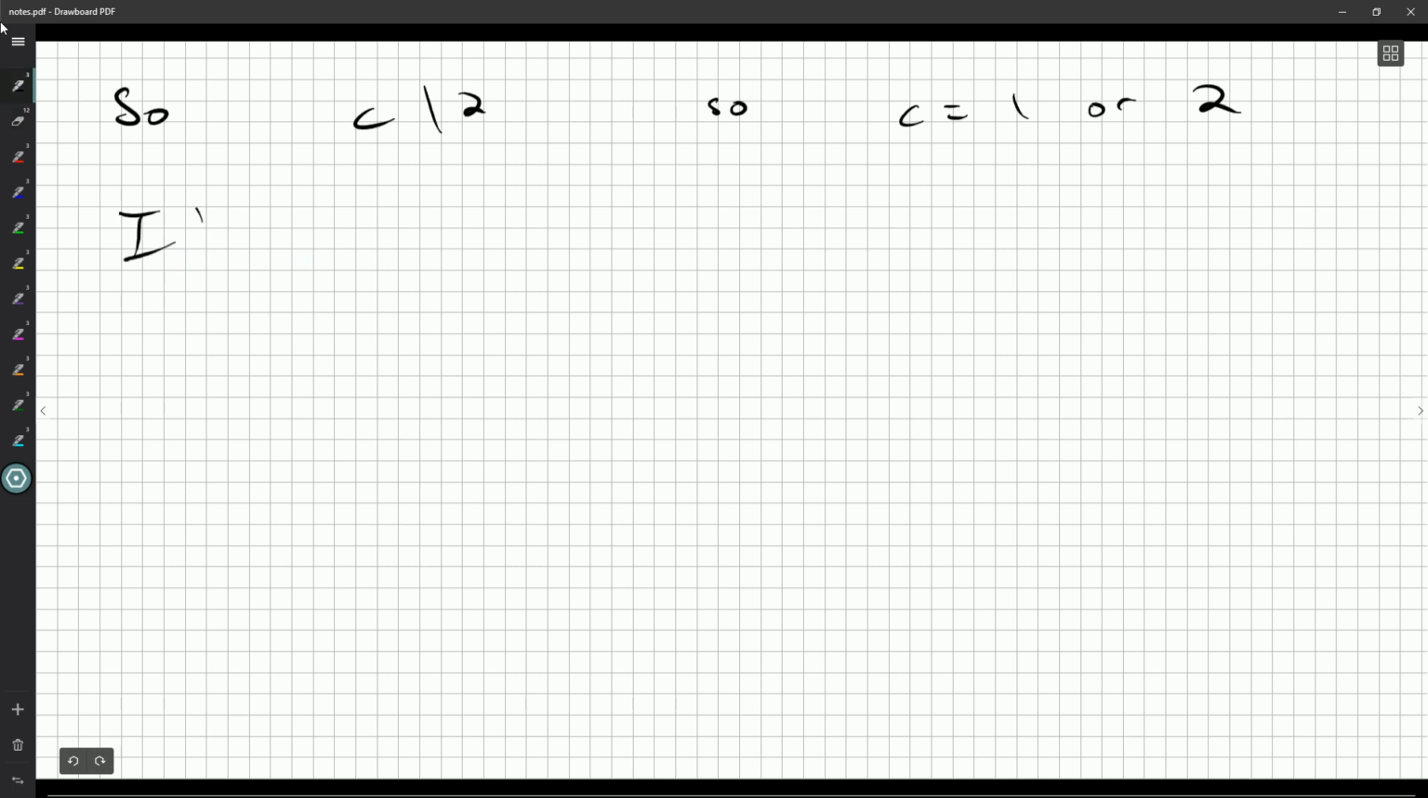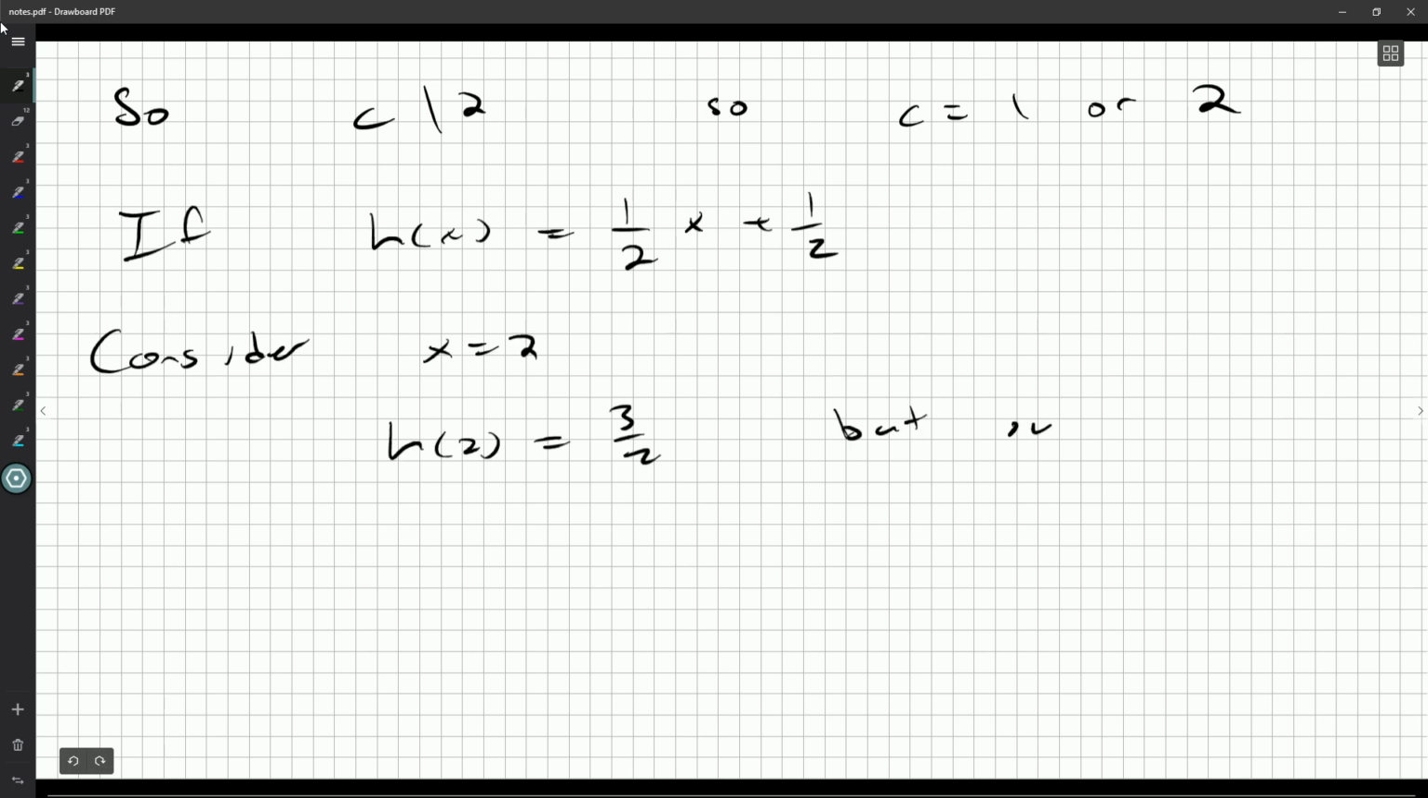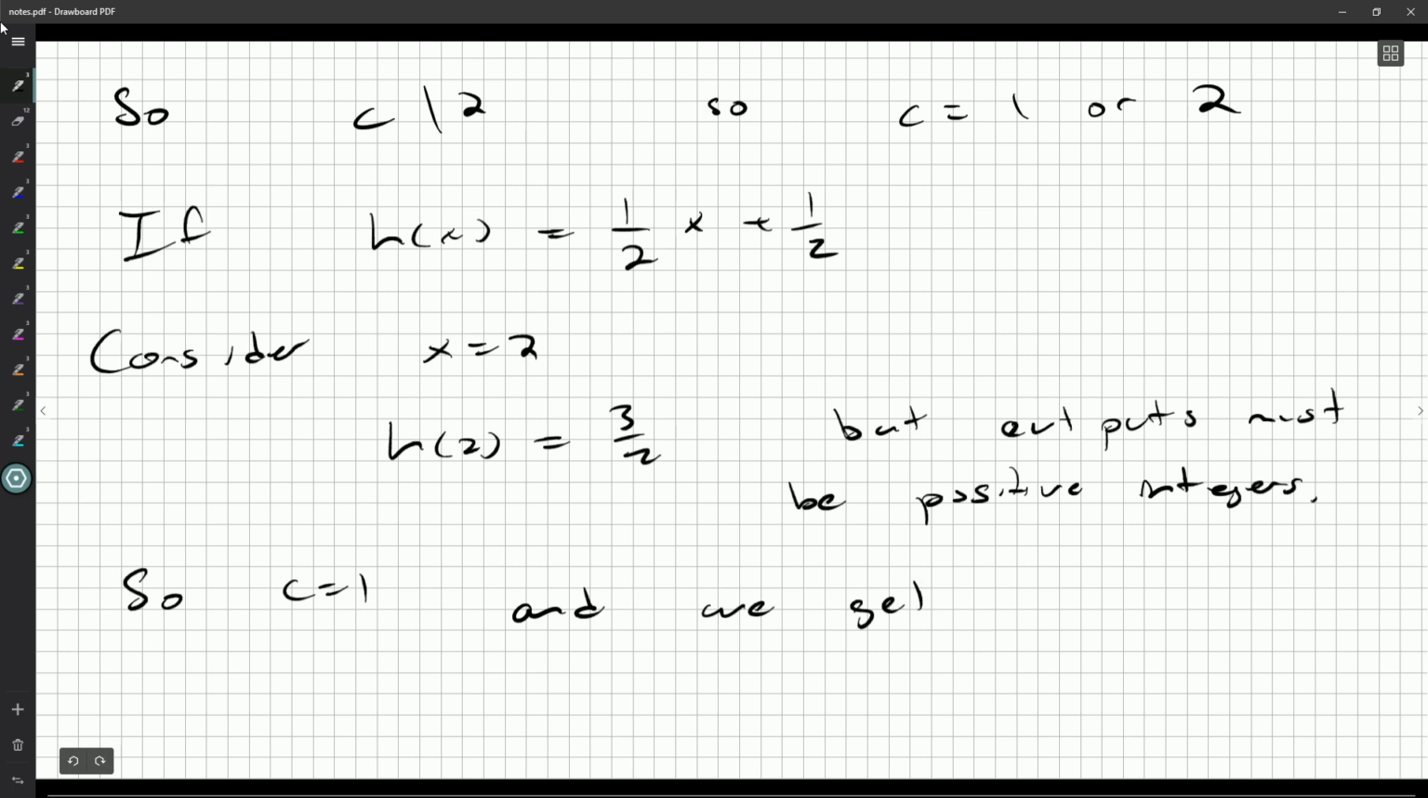So let's see. If h of x is a half x plus a half, well, consider x equal to 2. H of 2 would have to be 3 halves, but the outputs must be positive integers. So our c here has to be 1. And we get h of x is equal to x plus 1, which we already knew all along.